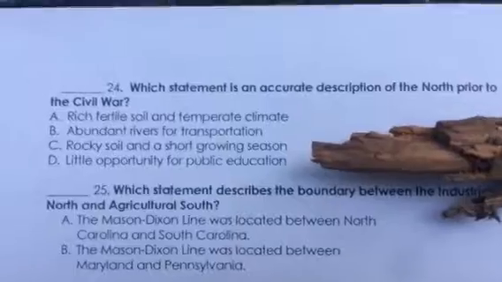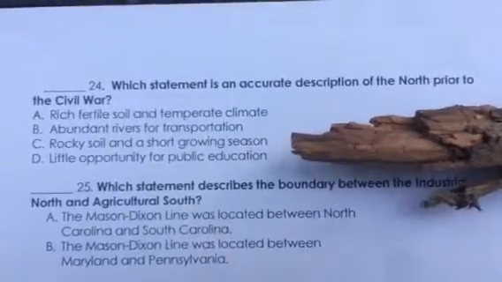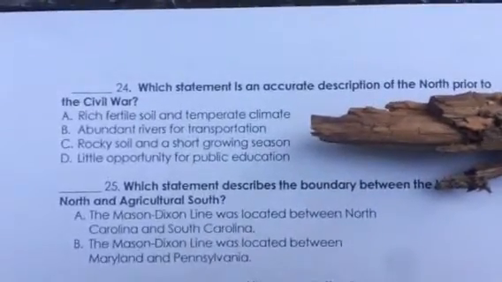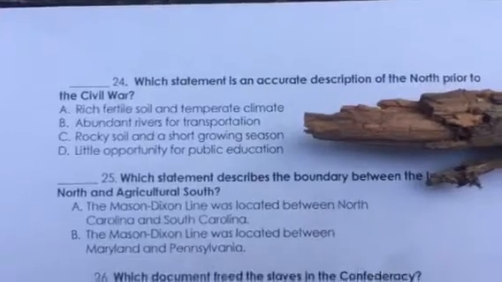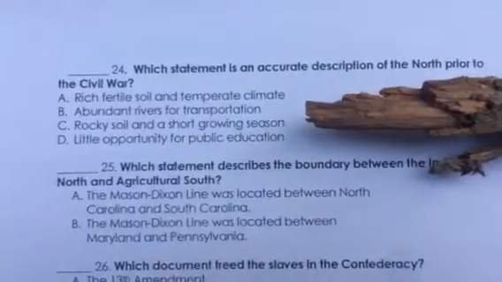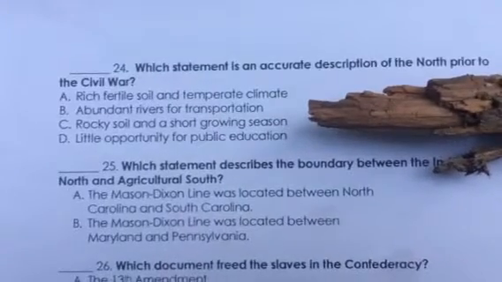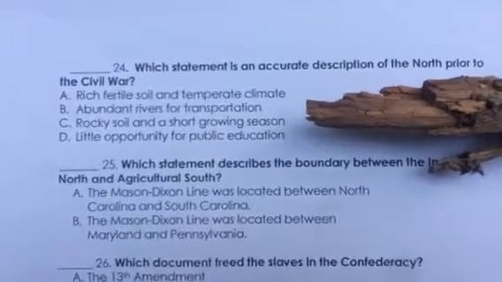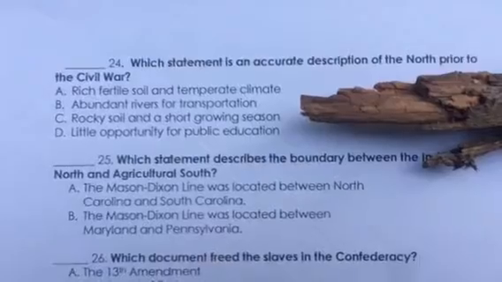24. Which statement is an accurate description of the North prior to the Civil War? A. Rich fertile soil and temperate climate. B. Abundant rivers for transportation. C. Rocky soil and a short growing season. D. Little opportunity for public education.